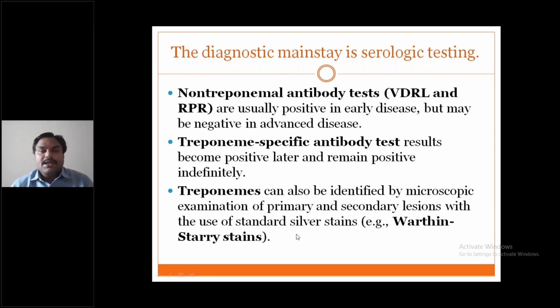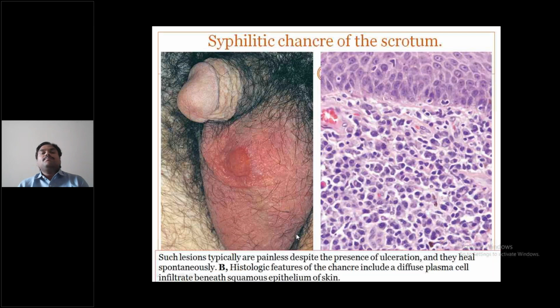So this is how a primary syphilis case looks, the chancre. This is a painless, ulcerated lesion, which will heal spontaneously. If you take a biopsy, you can see the plasma cell rich infiltrate, resulting in endarteritis and, of course, fibrosis.